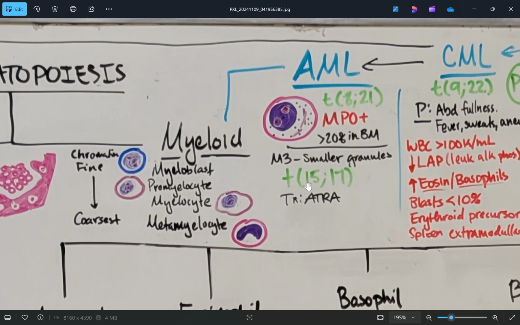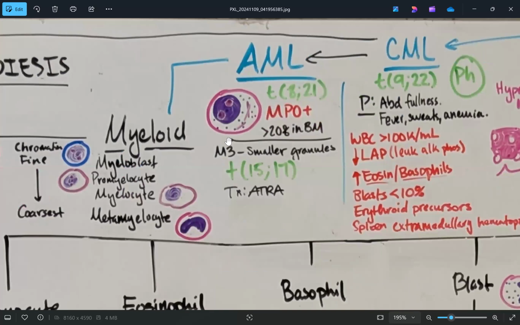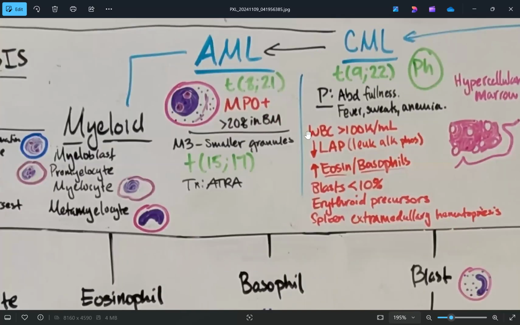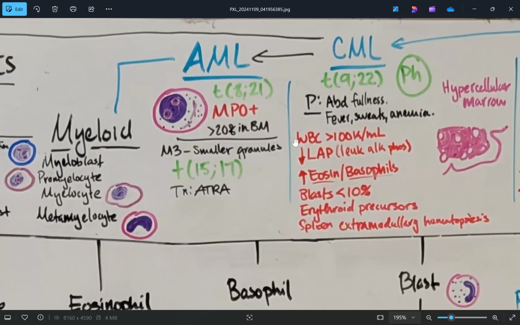You're going to have more myeloblasts in your bone marrow than normal. A subtype that's important to know is your M3, which has smaller granules than your AML. I believe it's also known as, let me see if I can find the name in our spreadsheet, acute promyelocytic leukemia. The translocation with that is 15;17, and you can treat it with ATRA.